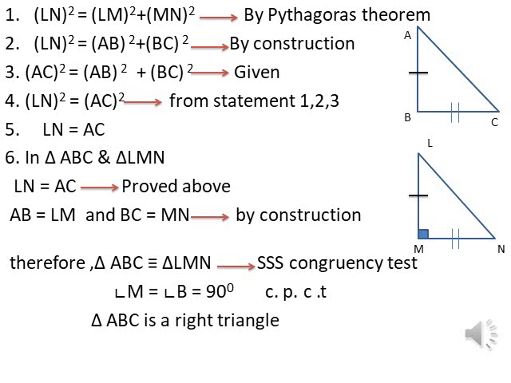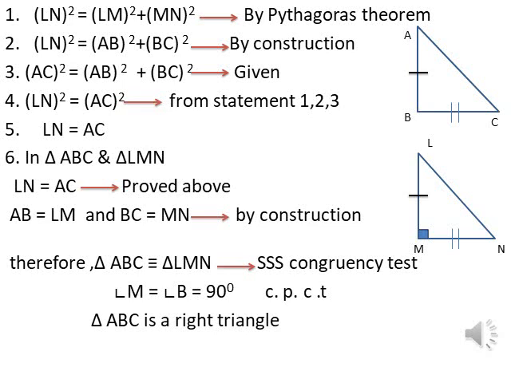Now let us consider first, by Pythagoras theorem. For which triangle can we apply Pythagoras? A triangle which is a right triangle. So here LMN is a right triangle, so I will apply Pythagoras for triangle LMN. In triangle LMN, LN is the hypotenuse, so LN square is equal to LM square plus MN square. That is, hypotenuse square is equal to base square plus perpendicular square.